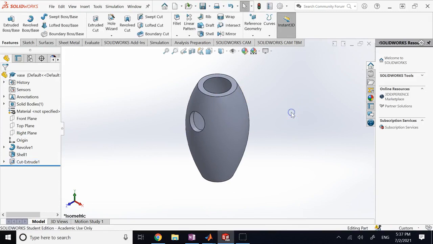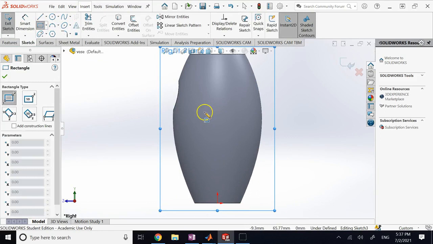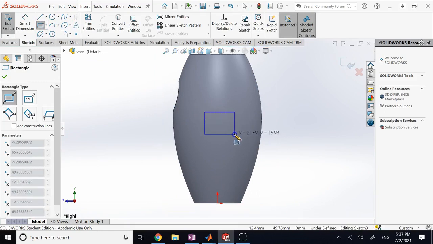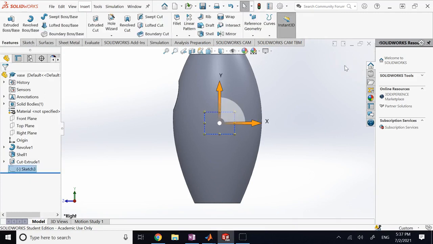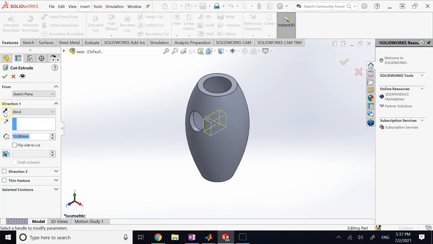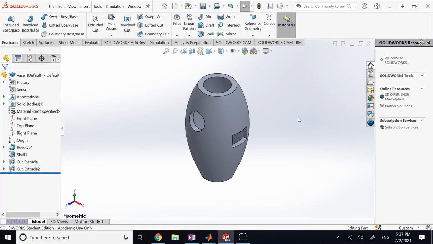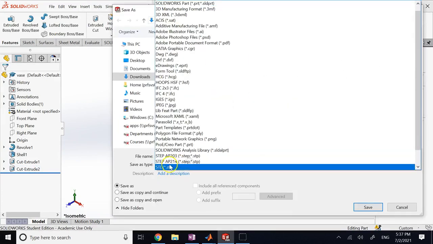Like that, right? Then maybe I go on this right plane also, and maybe I make another type of hole in it, or maybe I add something to it. But yeah, let me just make it a cut as well. So here, okay, so I made it quite different in shape, and I save it, and now I go save as, and I save it as STL.